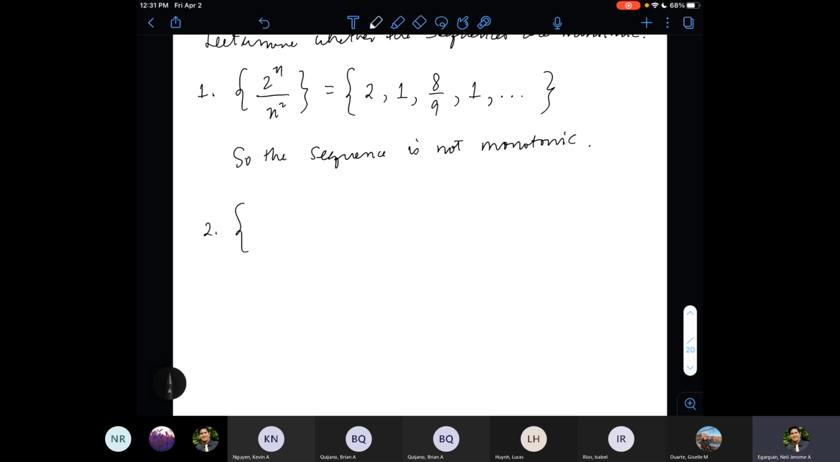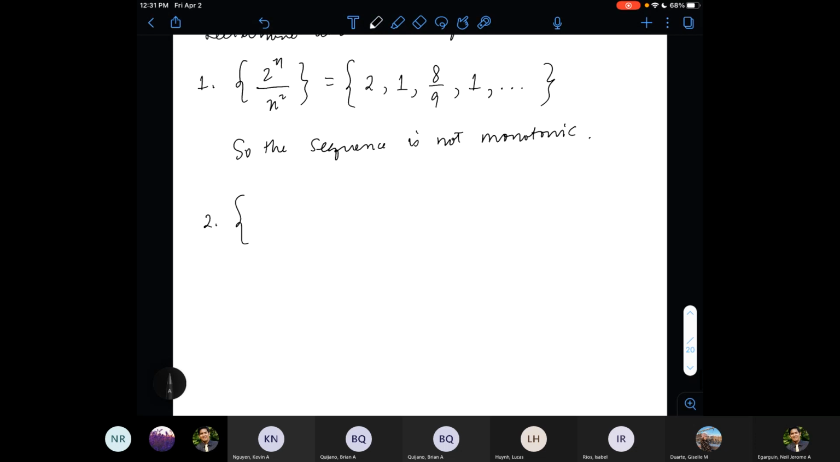Now let's see this one. Say I have 0.5 raised to the n all over n cubed. Let's see what happens here. Is it monotonic or not?